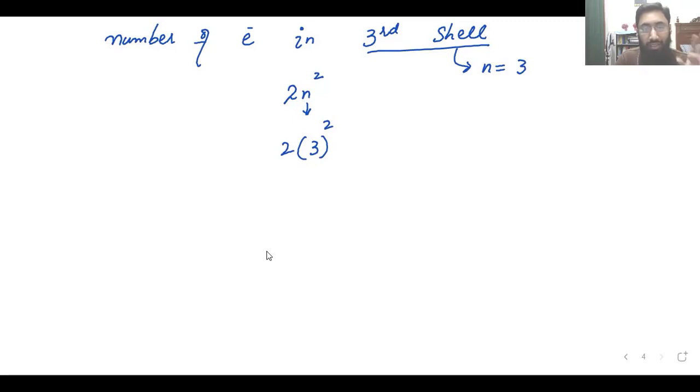Very good, Ali, very good, Mahima. Everyone is very good. Excellent, guys. Yes, the answer will be 18. So it means we can calculate the number of electrons in any shell.